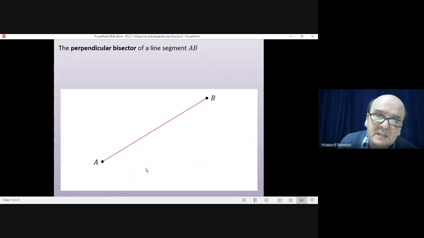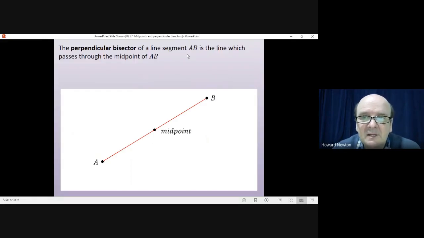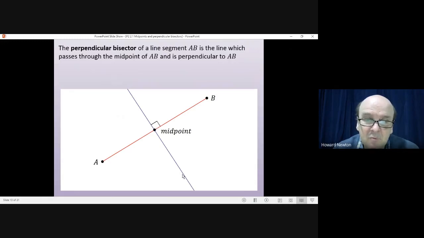Okay, the perpendicular bisector of a line segment. Well, there's two words there, perpendicular and bisector. Bisector means that it's the line which is going to pass through the midpoint of AB. It's going to bisect AB. That means cut in half. So it's a line that has to go through the midpoint, and it's got to be perpendicular to the line. So it's got to be perpendicular to AB, which means it's got to be at right angles to AB. So that's the perpendicular bisector of the line segment AB.